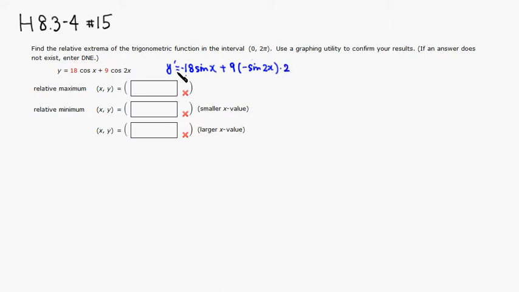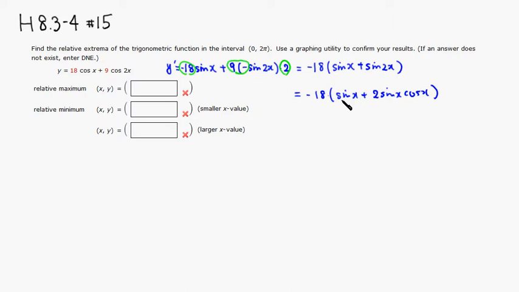It looks like we have negative 18 in common, so we can pull out the negative 18. Negative 18 is right here, and also negative 9 times 2. What's left would be sine of x plus sine of 2x. And remember the trig identity: sine of 2x is equivalent to 2 sine of x cosine of x.